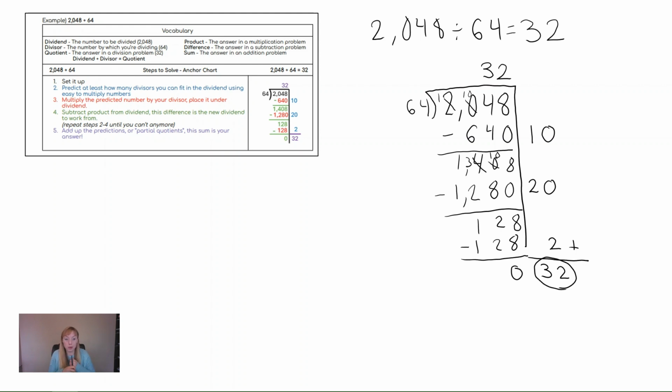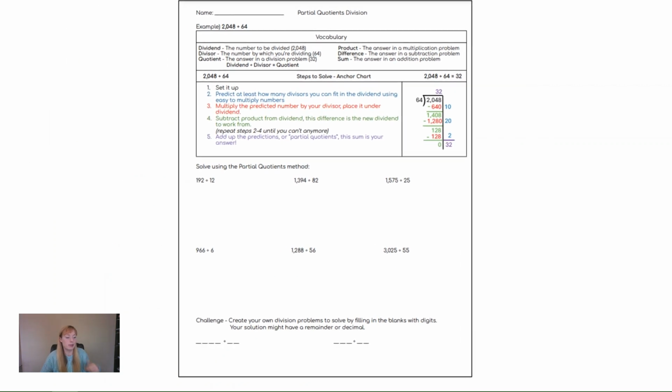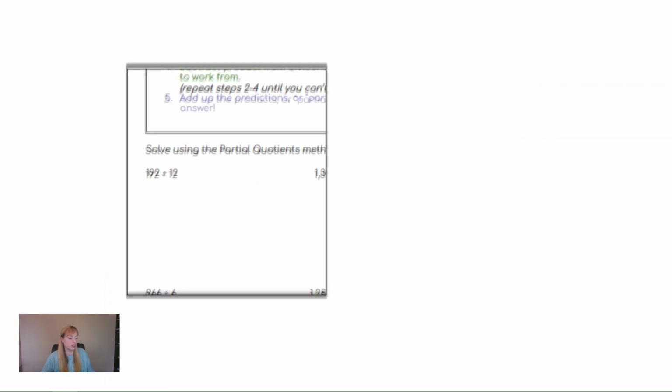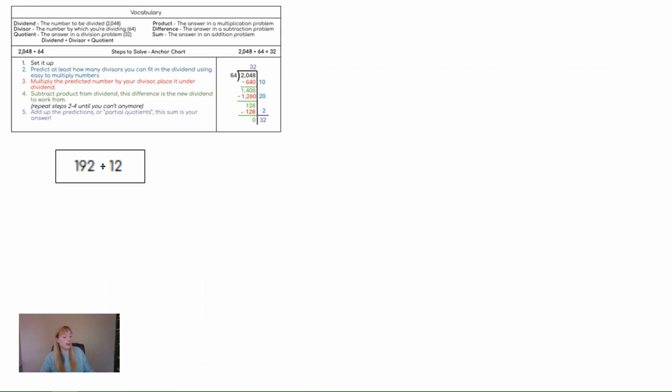Now I'm going to do a couple more on this worksheet. If you feel like you've got it, feel free to stop the video and continue practicing on your own. But I'm going to continue on this worksheet here to our next problem. That's 192 divided by 12.